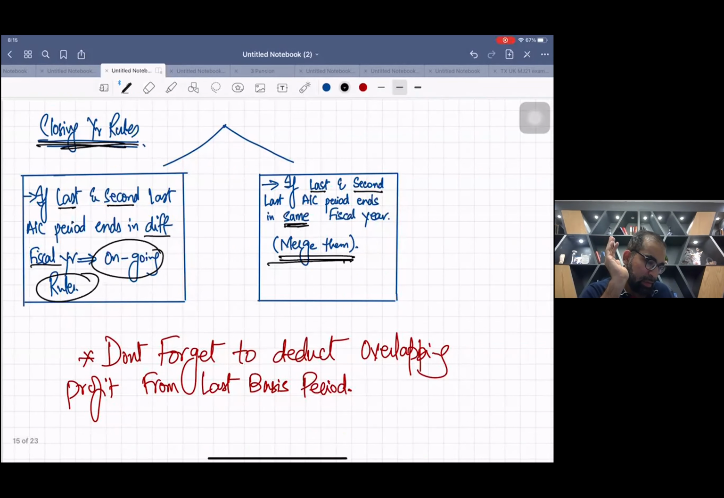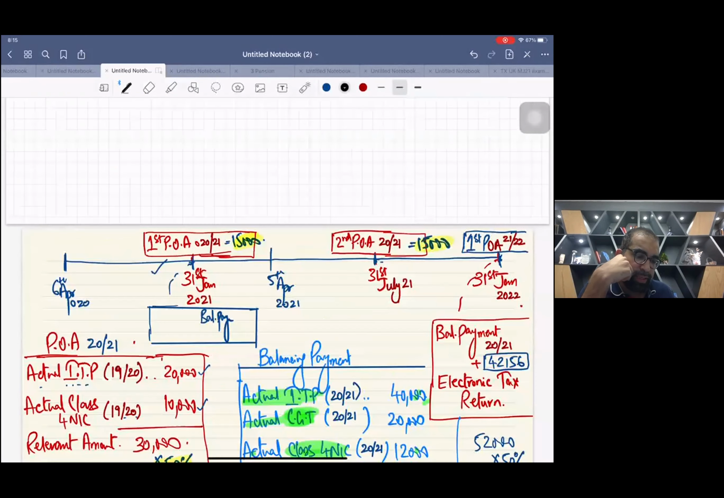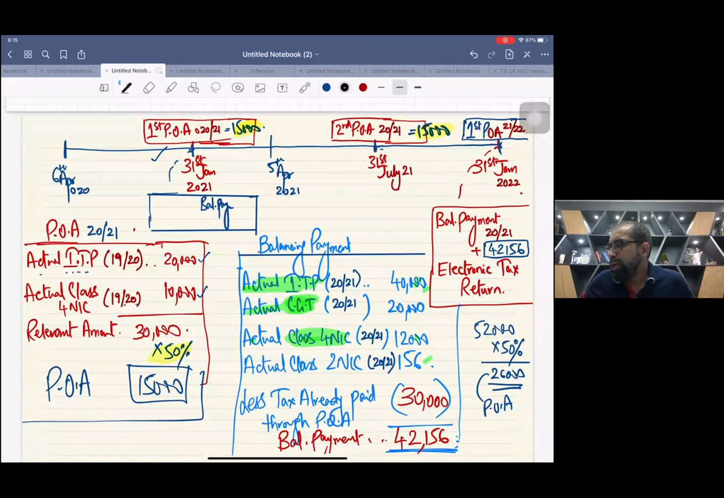Okay. Now, there is one topic which we call self-assessment for individuals. I'm sure you guys know that for individuals, there are three payment dates: first POA, second POA, and balancing payment.